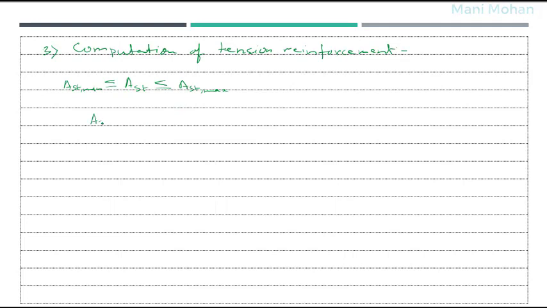So what is AST minimum? As per code, as we had seen, AST minimum by BD equals 0.85 by Fy. From here I can get AST minimum, which is 0.85 divided by Fy, 415. Width of the beam is 250 and effective depth is 450. We get minimum steel as 230.42 millimeter square. So your minimum steel is 230.42 millimeter square.